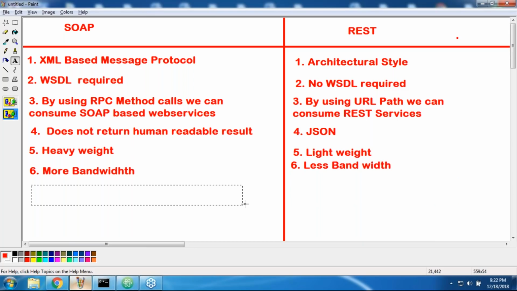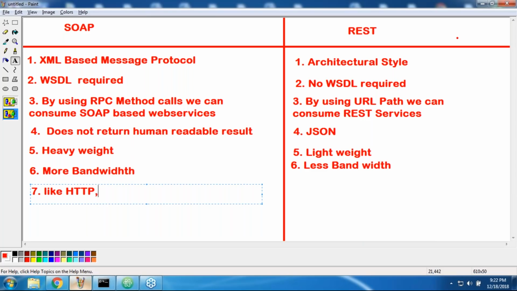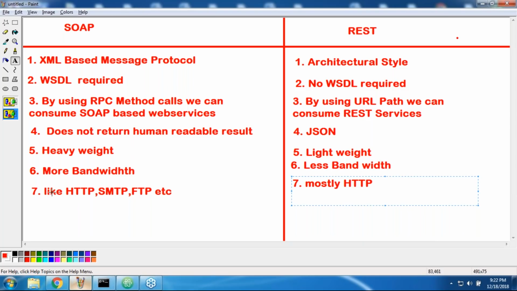Next one, sir, it can provide support for multiple protocols like HTTP, SMTP, FTP, etc. But here it can provide support only for protocols which have a URI, which is mostly HTTP, right? Okay.